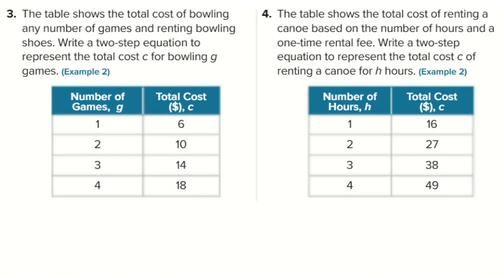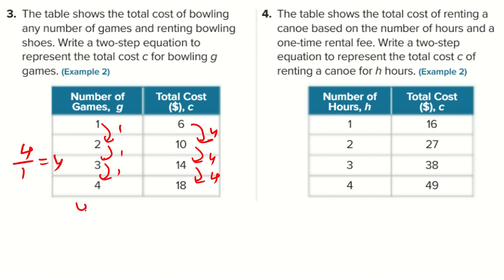Okay. Now, next is: the table shows the total cost of bowling any number of games and renting bowling shoes. Write a two-step equation to represent the total cost C for bowling G games. Okay. Now, this one is easy for you. How will you understand this? I'll tell you that. For that you can take any two numbers. Okay, see, if you subtract, it will be 4, here it will be 4, here also it will be 4, because if you subtract here 1, so 1 and 1 here also. So it means 4 divided by 1 is equal to 4.